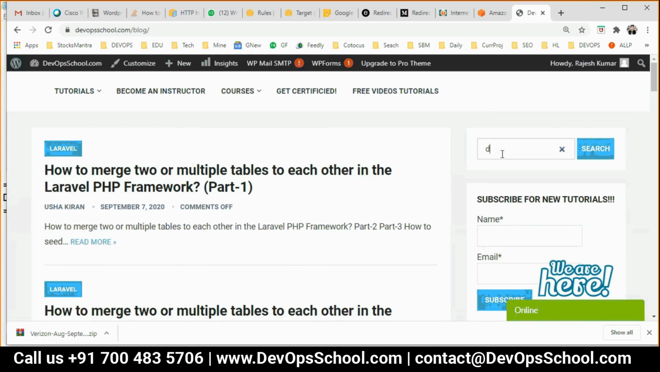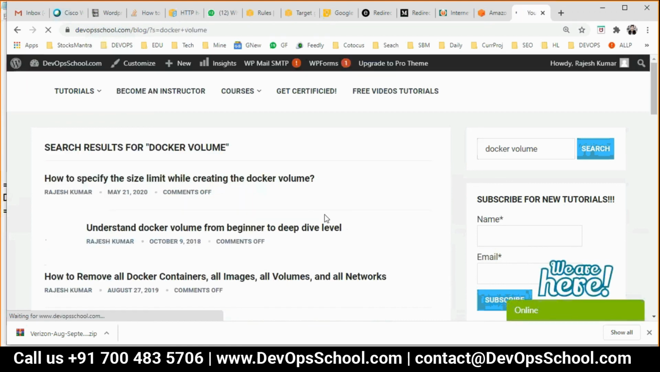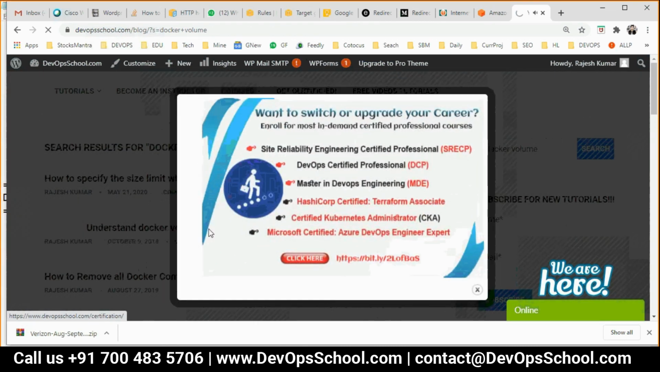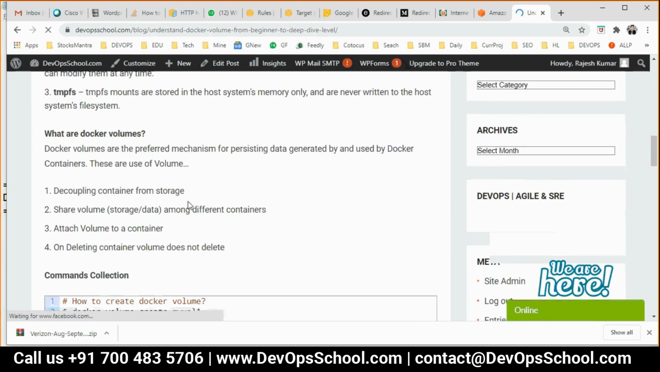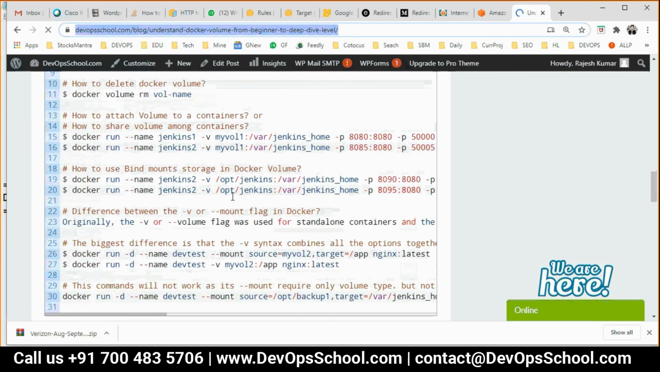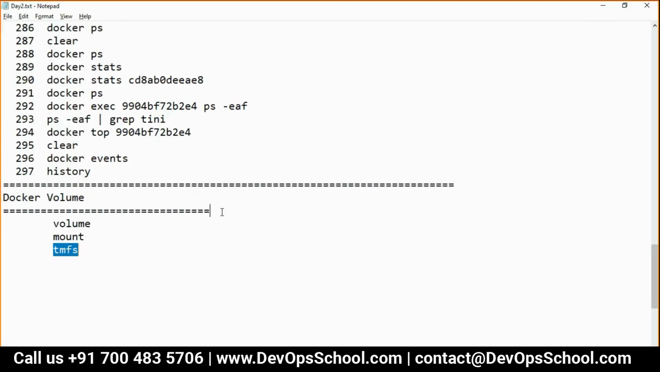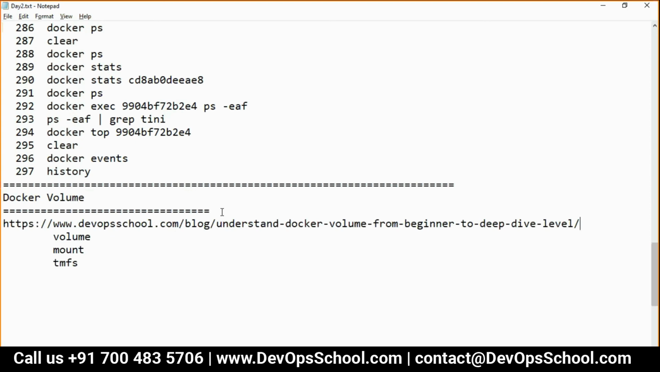Okay, so if you search here Docker volume, there are multiple articles, you will find it yourself. Here I have written this tutorial in detail. You can read it later, not now. Anyways, I'm teaching.